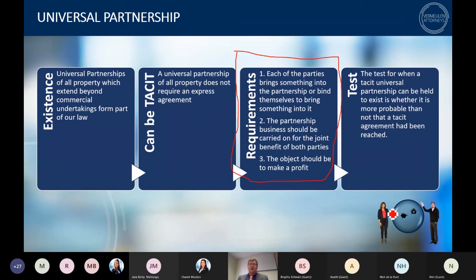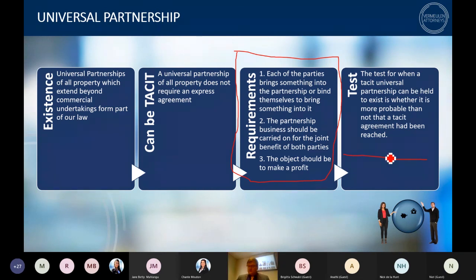Secondly, the partnership business should be carried on for the joint benefit of both the parties, not just for the one party, because that's called charity. Thirdly, the object should be to make a profit. If all three of these requirements are met, ladies and gentlemen, you are dealing with a universal partnership. And then the test, as postulated by the Supreme Court of Appeal, the test for when a tacit universal partnership can be held to exist is whether it is more probable than not that a tacit agreement had been reached.